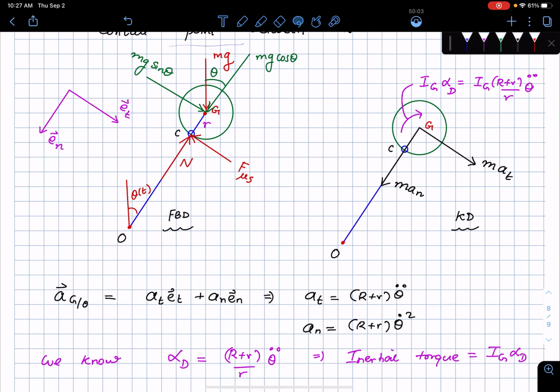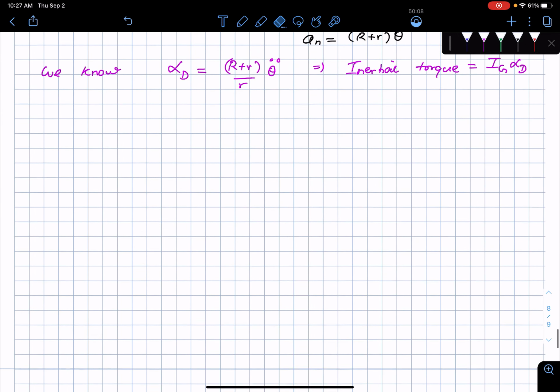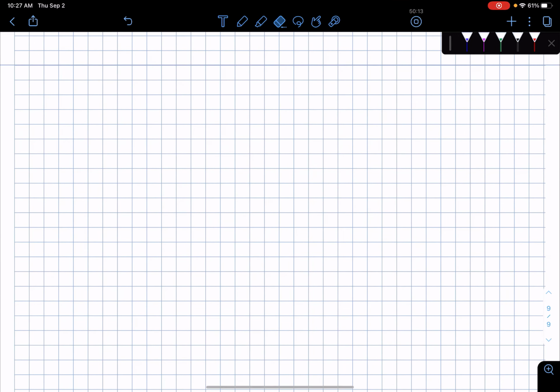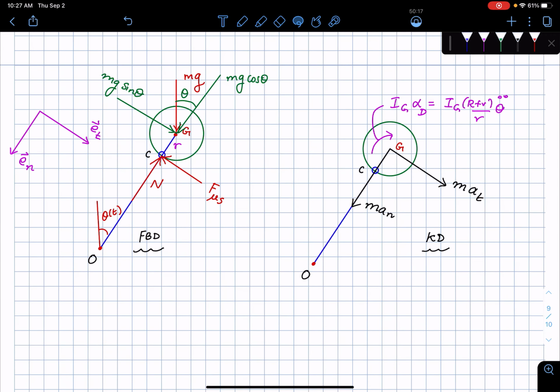Just going to copy these one more time, okay, just so that I can write it out nicely down below. So I'm going to go to the next page, and hopefully I can paste it and we'll be done with this problem. All right, so these are the free body diagram and the kinetic diagram ideas.